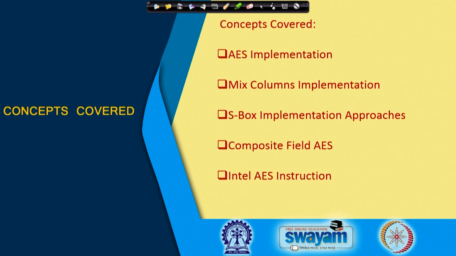We shall be talking about AES implementation. We shall be talking about the components of the AES algorithm, which are essentially the MixColumns operation and the S-box, or substitution box, implementation of AES. We shall be trying to apply the techniques of isomorphism which we learned in the last class, and see how we can apply them for realizing a composite field AES.